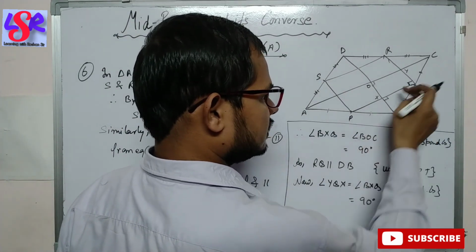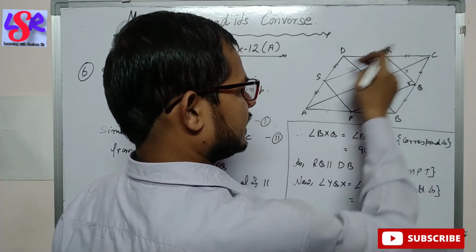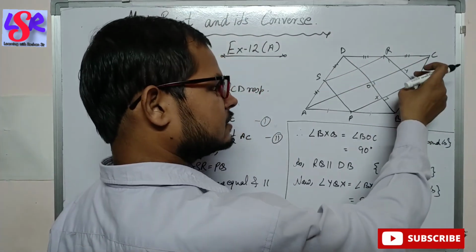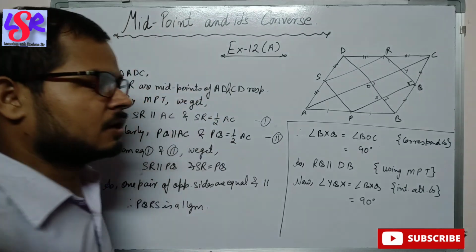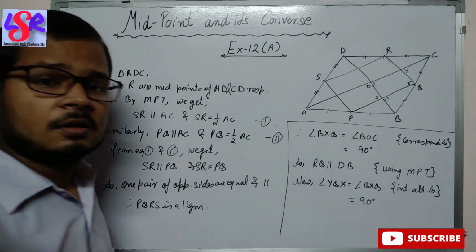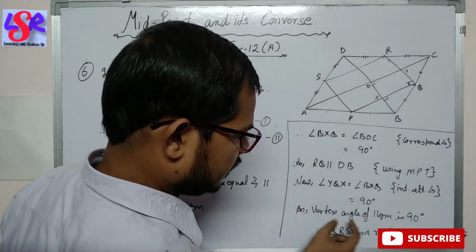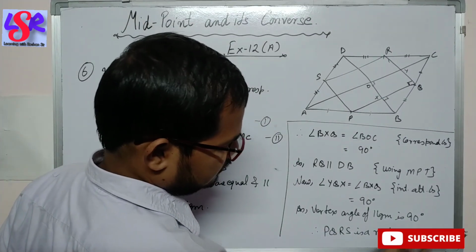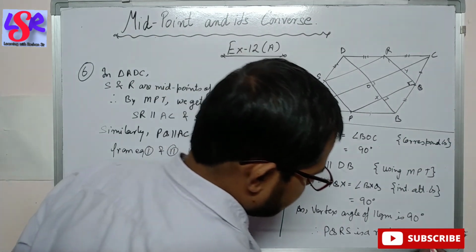Now this angle is also a vertex angle of this parallelogram. So as we have a vertex angle of the parallelogram as 90 degrees, therefore this parallelogram PQRS is a rectangle. Hence proved.